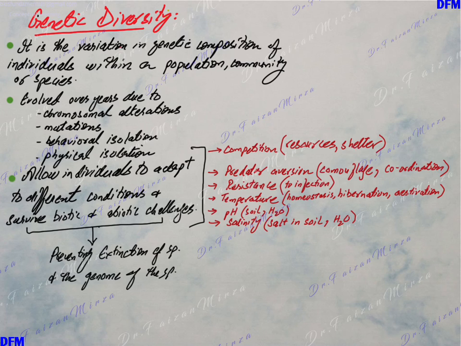All these are the abiotic and biotic factors within an environment, and genetic diversity within an organism or a species or a community allows different variants of the same species to interact and to keep on surviving and reproducing, so that they can pass on their alleles that confer advantage in that environment to the next generation.